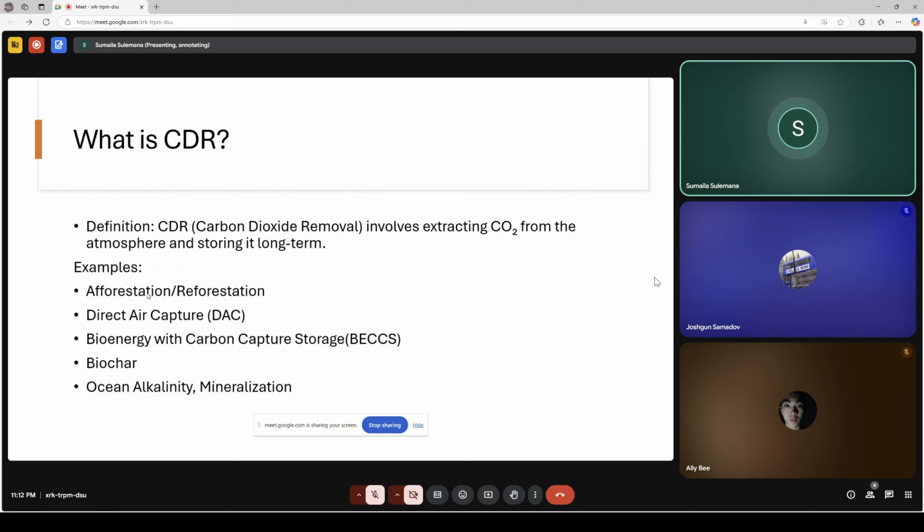The reason I'm trying to get a bit of differentiation is that CDR and CCS have some similarities, but at the same time they are a bit different. Some people sometimes use the terms interchangeably, and one may easily get confused about exactly what is being discussed. So in this presentation, we'll try to get the main differentiation between these two terms. So what are some examples of CDR?